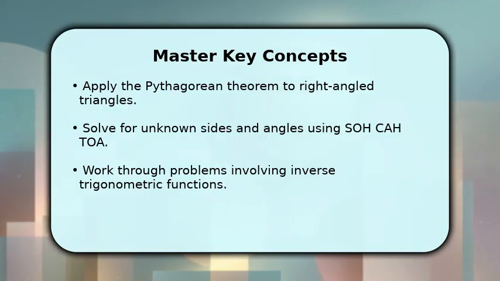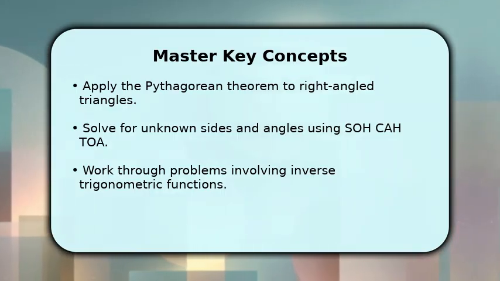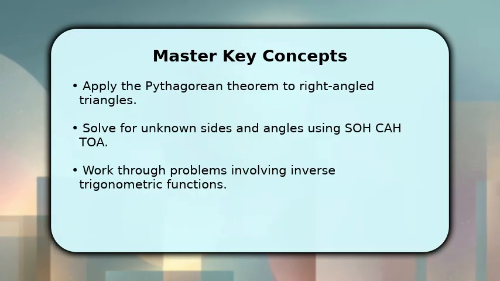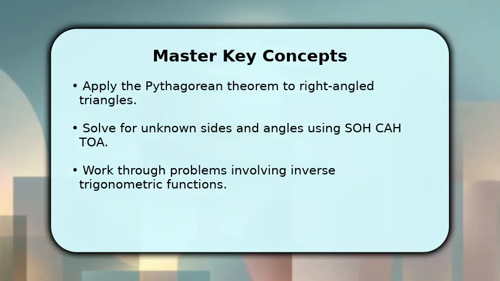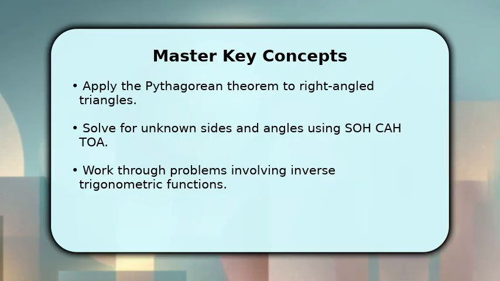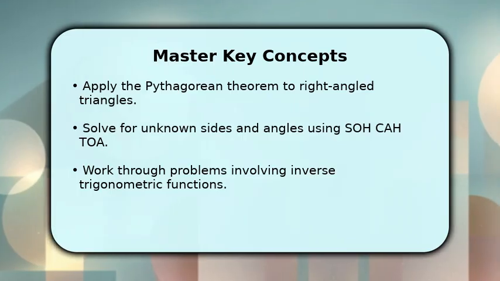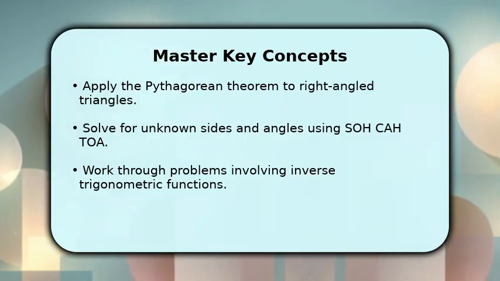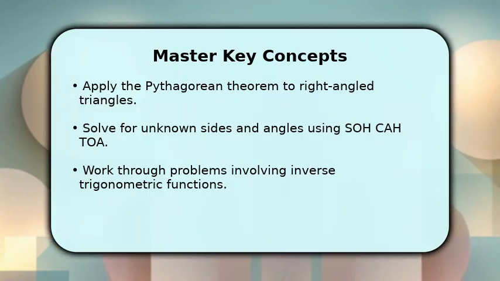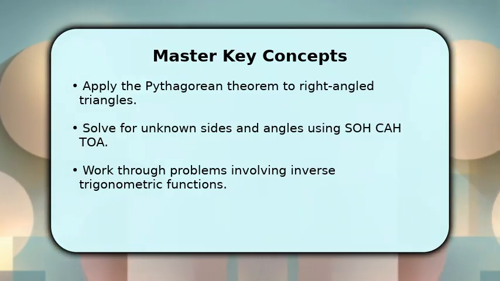Apply the Pythagorean theorem to solve for sides in right-angled triangles. Use SOHCAHTOA to find unknown sides and angles efficiently. Practice problems involving inverse trigonometric functions to determine angles from ratios. Finally, understand the graphs of sine, cosine, and tangent, including their periods and amplitudes.